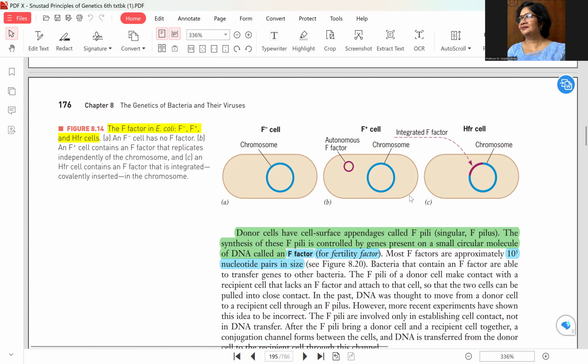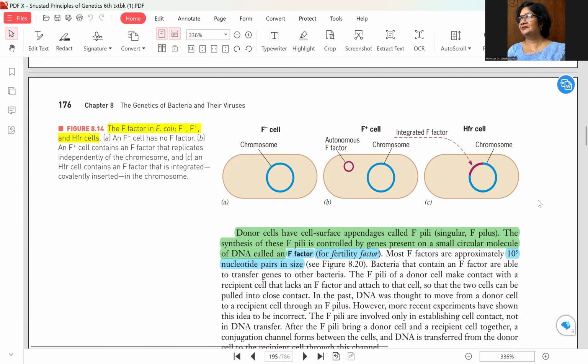In terms of the presence of F factor, bacteria can be classified into three types. One is F minus, where no F factor is present. Second is F plus, where F factor is present as a plasmid. That is, it is present separately from the bacterial chromosome. And third is when the F factor is integrated into the bacterial chromosome. We then call the cell a high frequency of recombination cell.